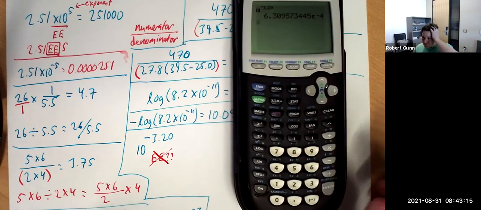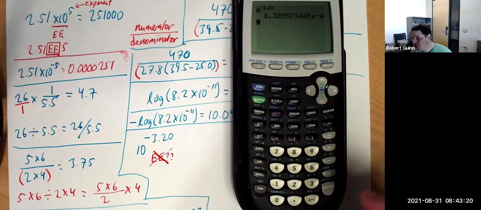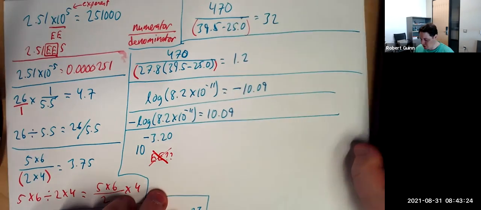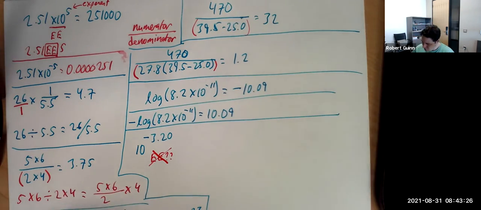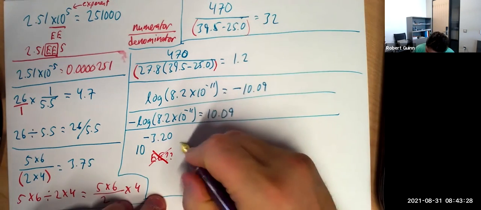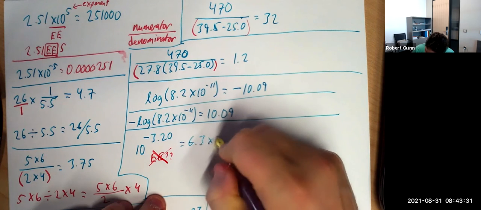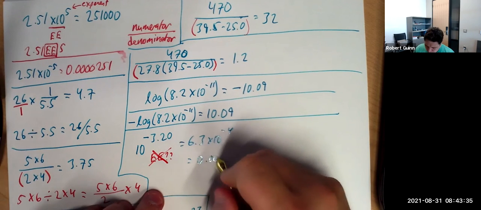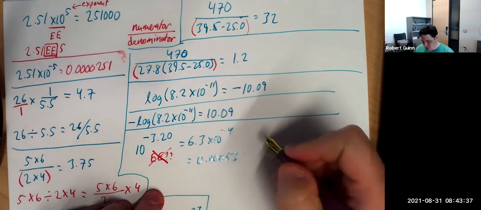And we get some sort of very small number, 6.31 times 10 to the negative 4. Actually 6.3 times 10 to the negative 4. So 6.3 times 10 to the negative 4, which I believe would be 0.00063.